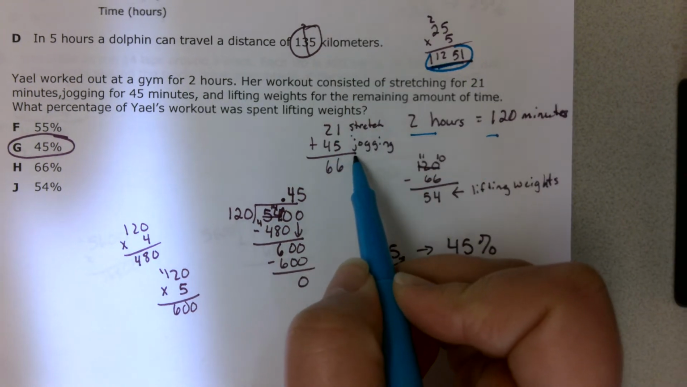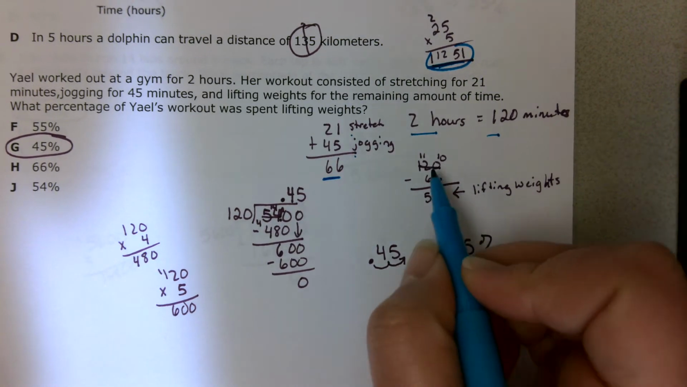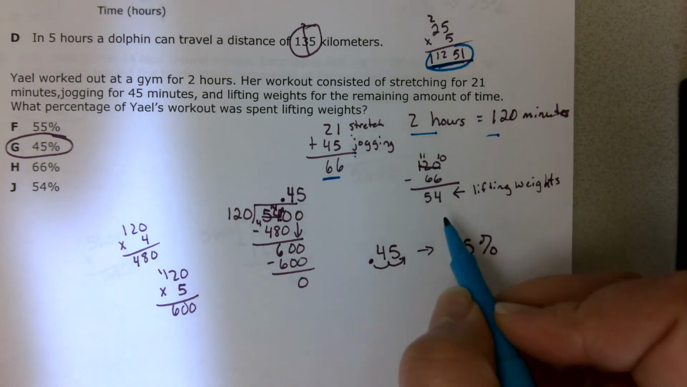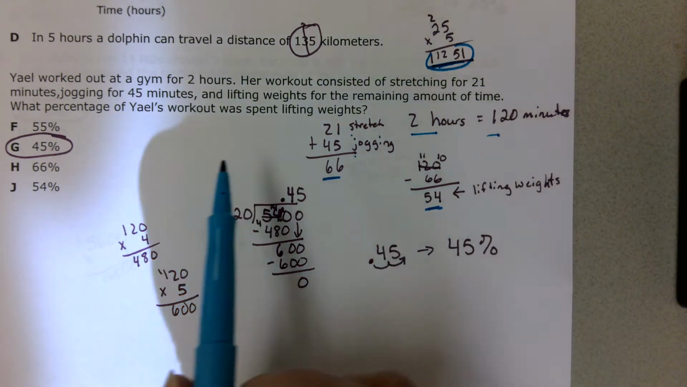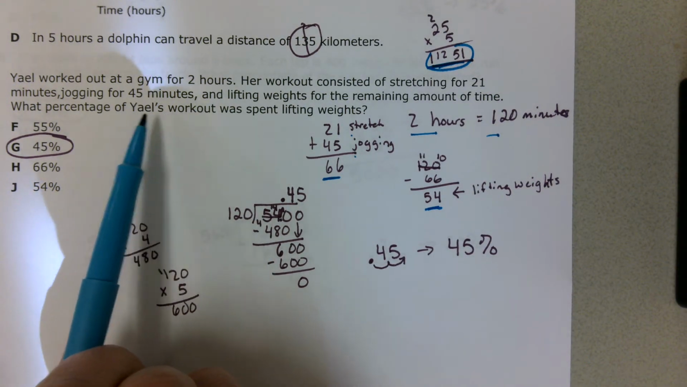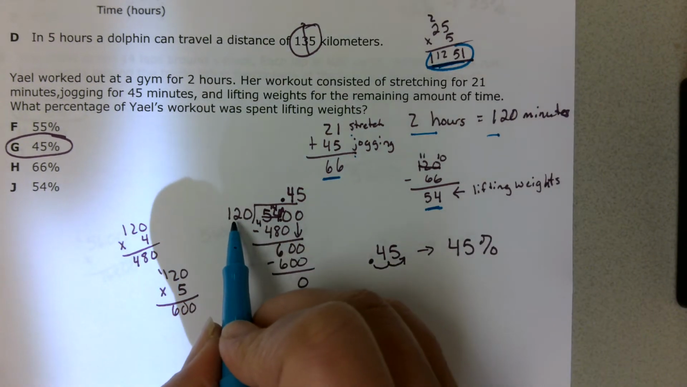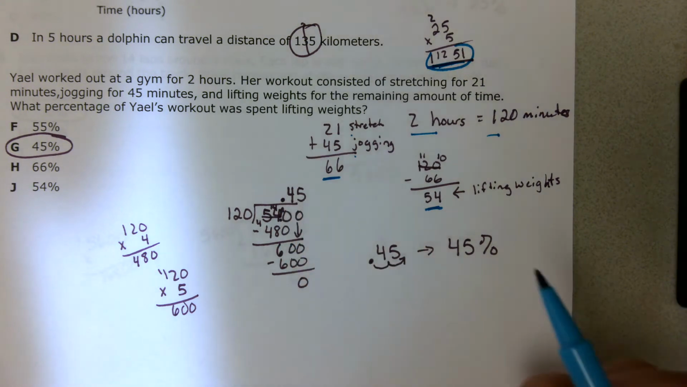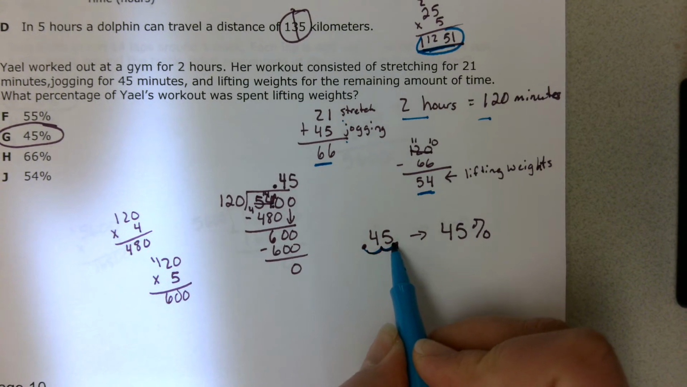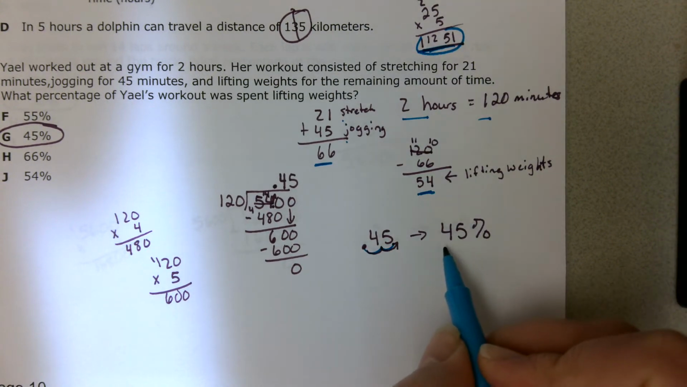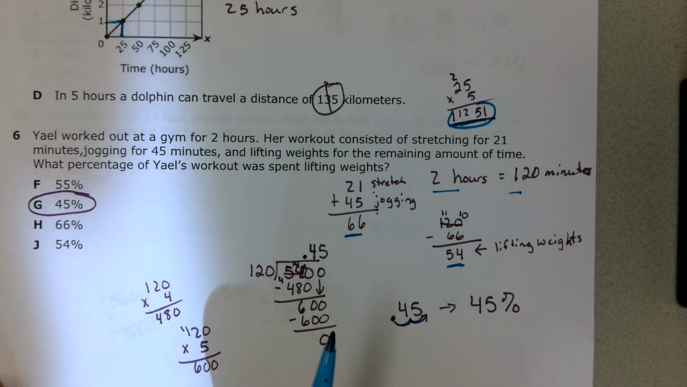And I needed to find out stretching and jogging, so I added those up, and that was 66 minutes. So to find out how much time she spent lifting weights, I subtracted 66 from 120, and she spent 54 minutes lifting weights. So then to find out that percentage, I had to divide. So 54 divided by 120, and I got 0.45. And then to convert from a decimal to a percent, you just move that decimal point right 2 places, and we have 45%. So 45% of her workout was spent lifting weights.